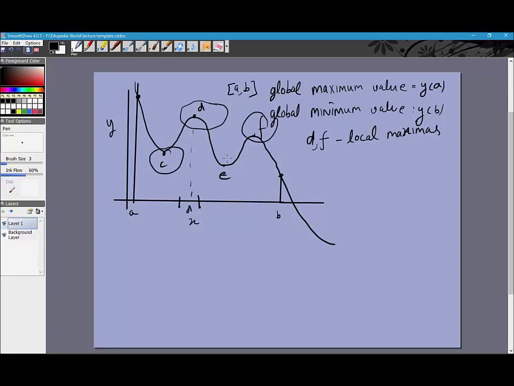C and E within their own neighborhoods are minimum values. Within this neighborhood, C is the minimum value, and within this neighborhood, E is the minimum value. So they are called the local minimas. And given a function, say y is equal to x cubed minus 3x squared plus 9x minus 7, we can use the concepts of derivatives of the function to calculate the global maximum value, global minimum value, and local maximas and local minimas. So before that, let's put these maximum values in some formal definition.